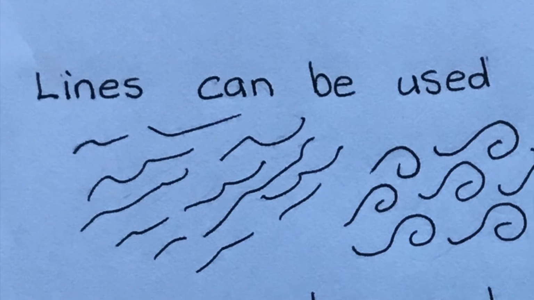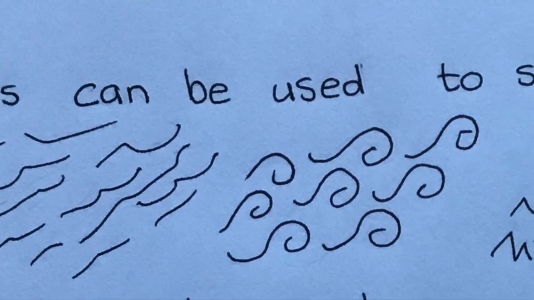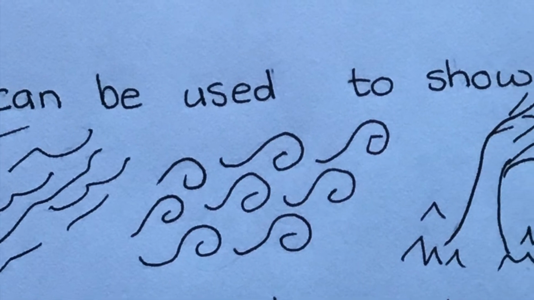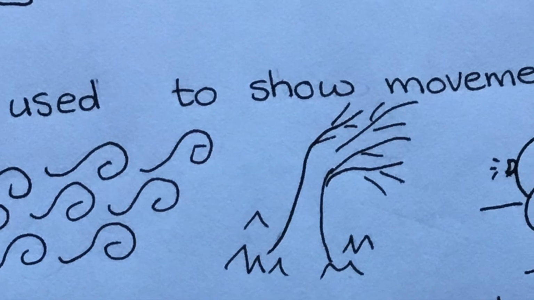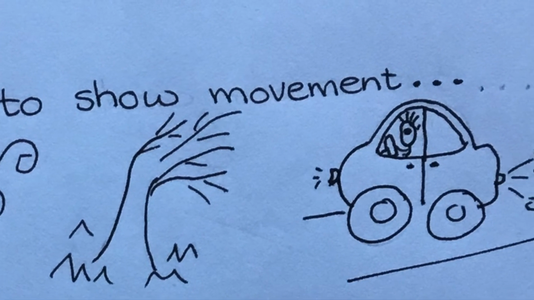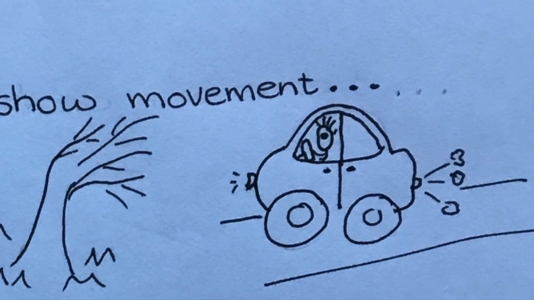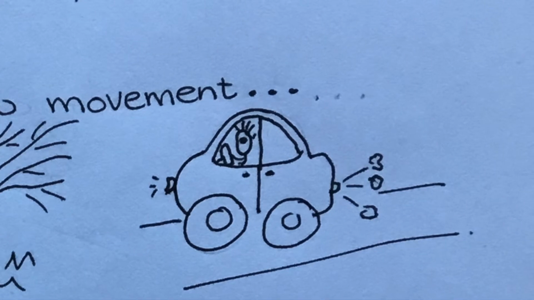So here we look at the lines that we can use to show movement. We have some little wavy lines. We have some spiral type lines. We've got the lines in our branch all leaning to a side. And to show movement in our car, we have the little puffy lines coming out of the exhaust. And to show that the light is on, we have the short little lines in front.